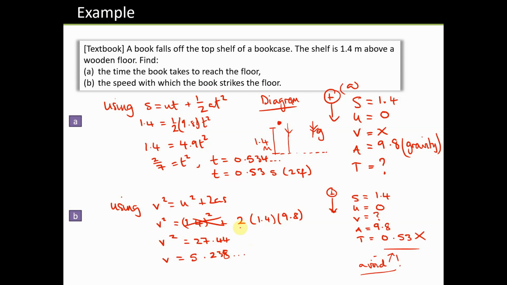Again, we aren't going to take the negative version of this because we've said downwards is positive, and it's very clear this is going to be moving downwards. So it is going to be that positive velocity there. And then the final bit, we need to say that's just 5.2 meters per second, and that is rounded to 2 significant figures.